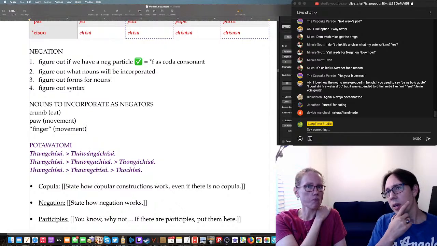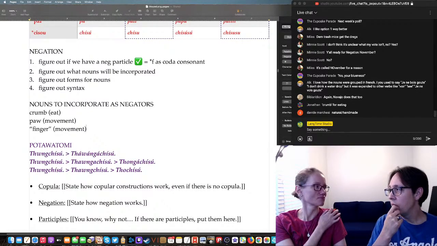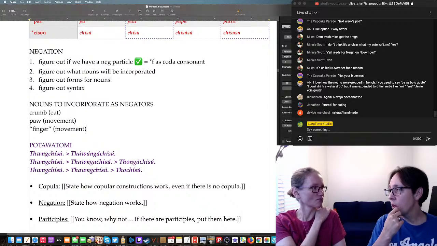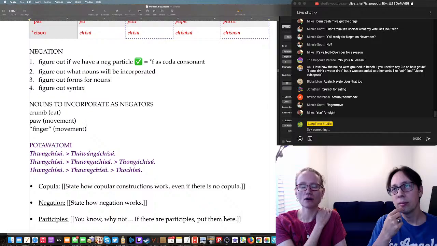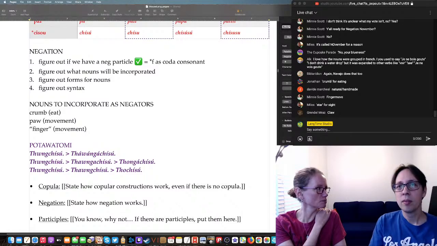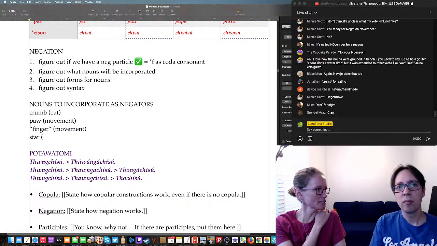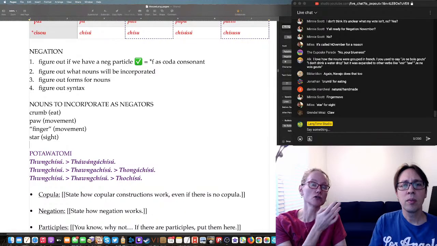I really do like that crumb was the first one though, because of course what it makes me think of, and crumb's much too small for the other whose mouse is. Oh, yes. And then star for sight, because they would be so tiny, and with their bad visibility in the first place, they'd be these tiny little pinpricks. Yeah, Grindle says maybe claw instead of finger.